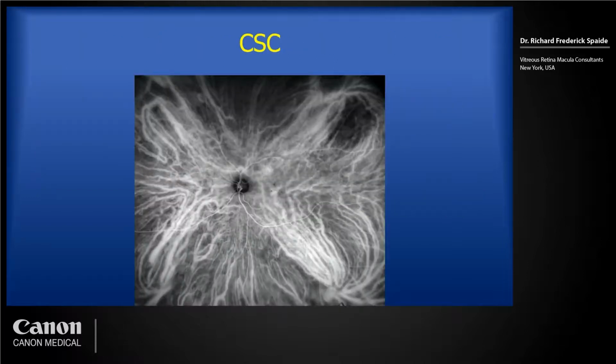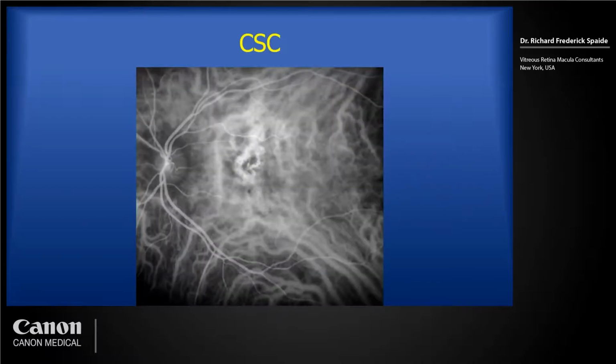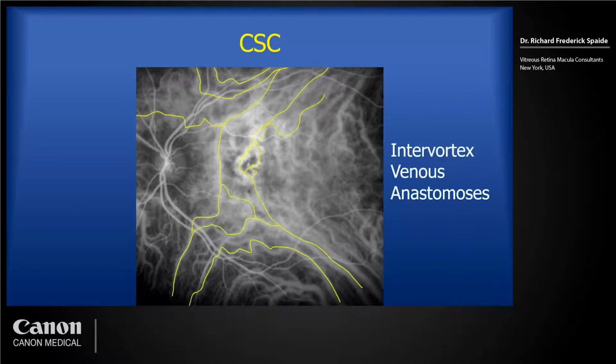Here's a patient with central serous chorioretinopathy. Try to look to see where there is a watershed zone. It's not possible because this patient has very prominent intervortex venous anastomoses, highlighted in yellow here. Here's another patient with central serous chorioretinopathy. Note the very large venous anastomoses that are present between the vortex vein systems.